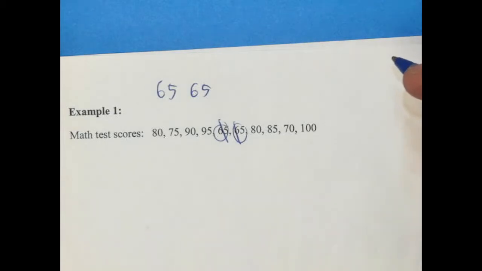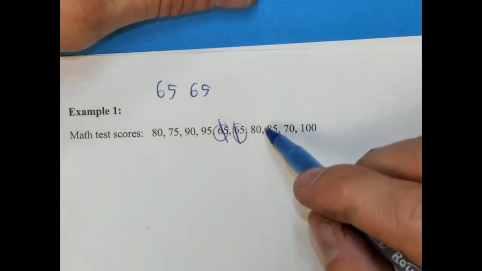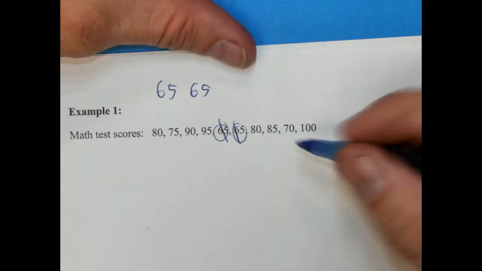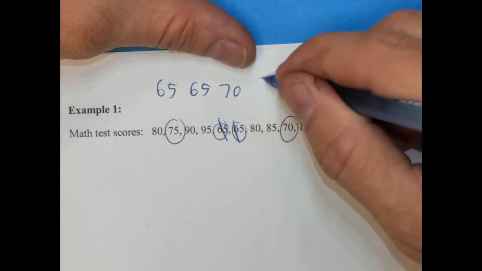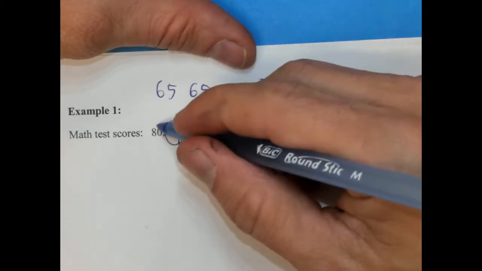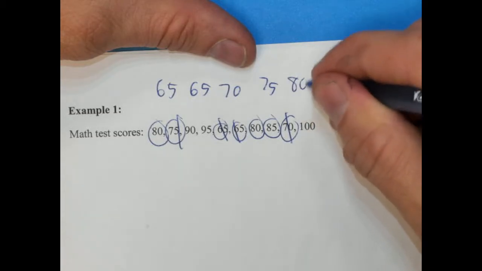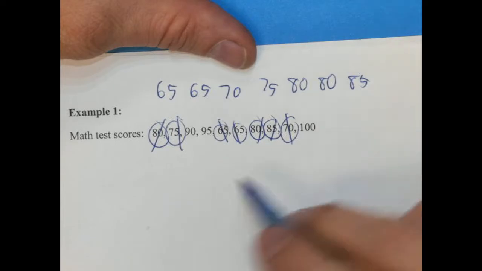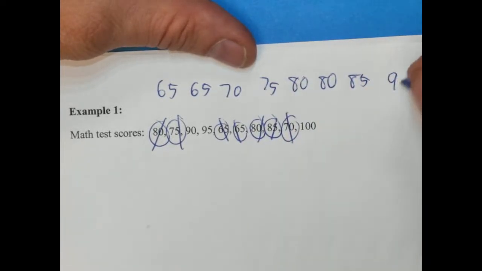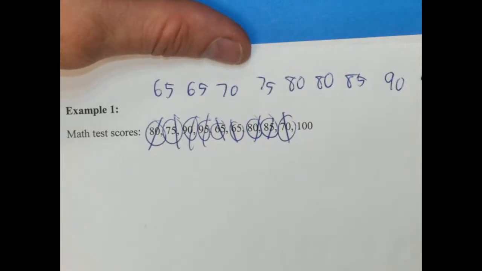When you're making your data set, or putting it in order rather, it's a lot easier to cross them out as you use them, so you don't use them twice. So 70s, I'm going to circle all those. Okay, then it's 70 and 75. The 80s, we have 80, 80, 85. So 2 80s and an 85. And then 90, 95. And then 100.